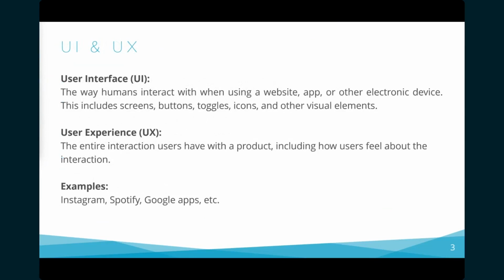Before we go further into the webinar, let us understand what UI and UX is. So, user interface, also known as UI, refers to the way humans interact with when using a website, app, or other electronic device. This includes screens, buttons, toggles, icons, and other visual elements, whereas user experience or UX refers to the entire interaction users have with the product, including how users feel about the interaction. Some examples to mention include Instagram, Spotify, Google Apps, etc., which all have a very good user interface and user experience as well. Before we go into the next topic, I would like to take a poll.